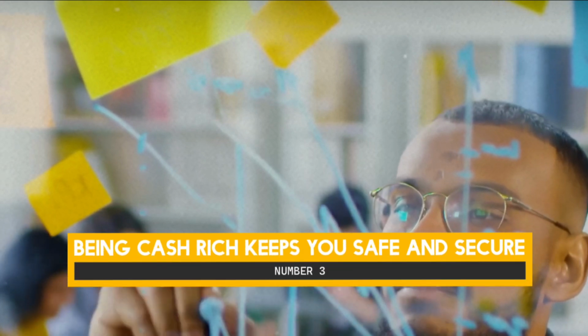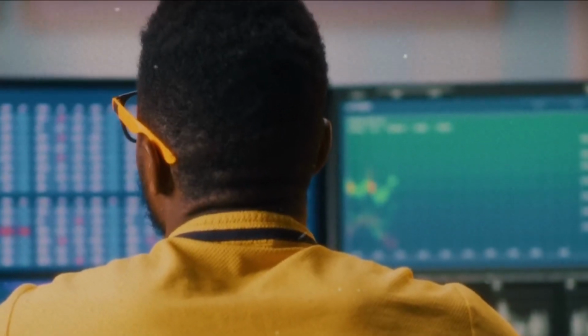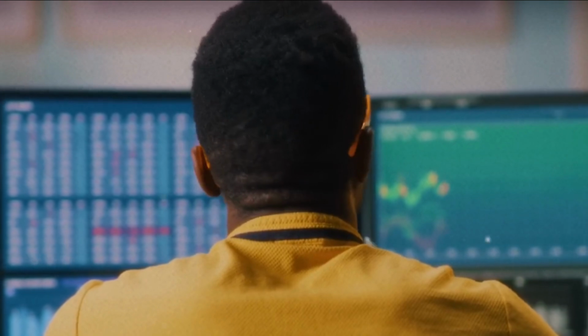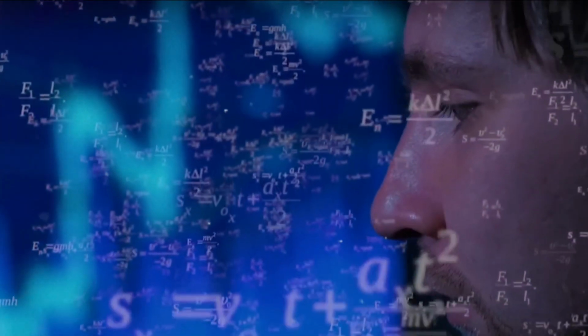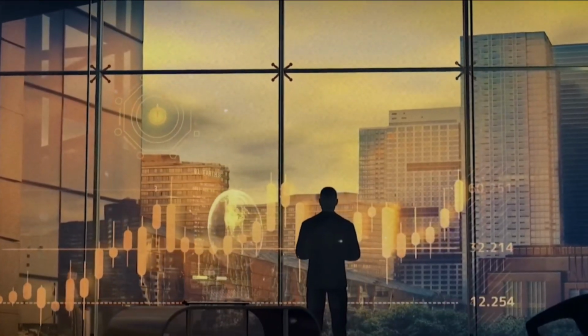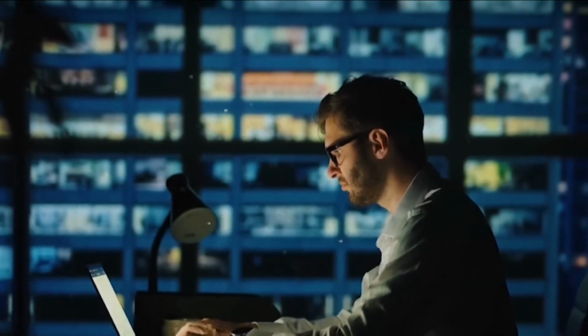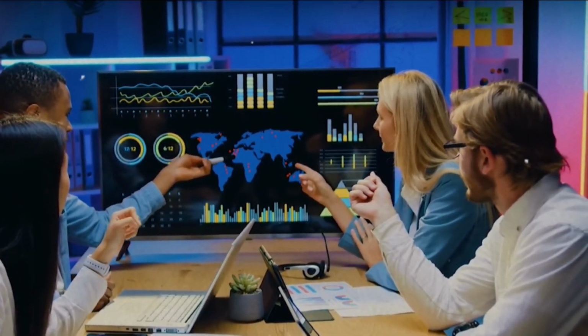Number 3. Being cash rich keeps you safe and secure. Warren Buffett takes a unique approach to investment management, which he publicly shares with the public. One major part of his method is the significance of having a large cash reserve, which he believes provides certain protection and security in the uncertain world of finance. Simply put, being cash rich is having a significant quantity of money on hand, similar to a financial safety net. Buffett's company Berkshire Hathaway adheres to this principle by retaining a large number of treasury bills and other cash equivalents. These are readily available and may be rapidly turned into cash as required.